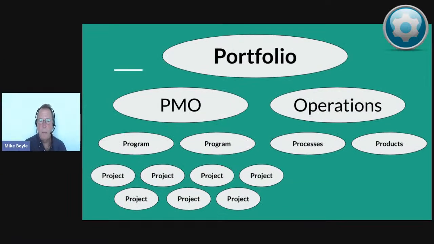And then, of course, we have operations. Within this component, maybe what I'll do is make this one a little bit bigger. We'll switch this one around. Yeah, that looks better. So you see under the PMO, we have the programs. So we have multiple programs. And under the programs, we have the projects. I'll describe in the next slide what the relationship is between the program manager and the project managers.